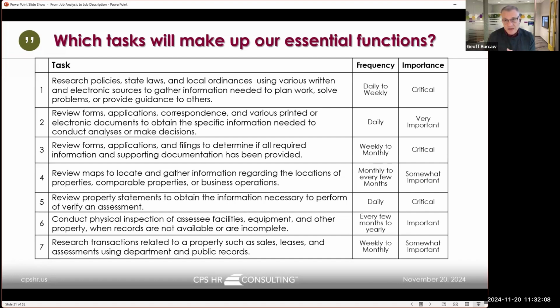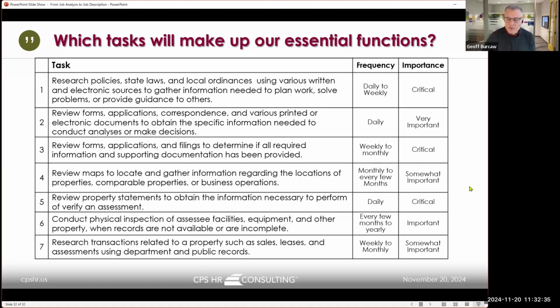So we've got a variety of frequency. And then we can see that some of the tasks are critical, so high consequences of error. Really, if you didn't do that task correctly, you're kind of failing at the job or there are consequences. So some are critical, some are very important. At least one's important. A couple of them are just somewhat important. So we've got a lot of information to go on.